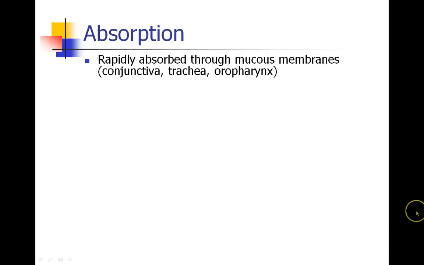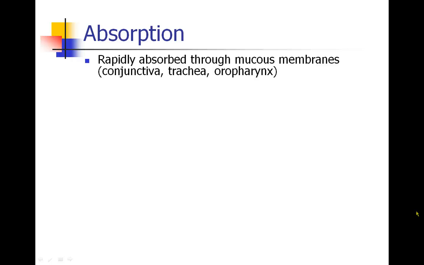Now, absorption of local anesthetics is something we need to consider, because usually we want our local anesthetics to be applied to a specific cell or nerve or anatomic structure, and we don't really want it to be applied to the bloodstream and the whole body. There are exceptions, but usually that's not what we want.